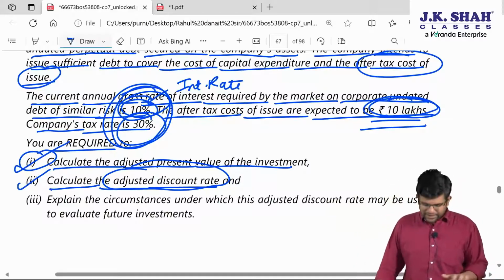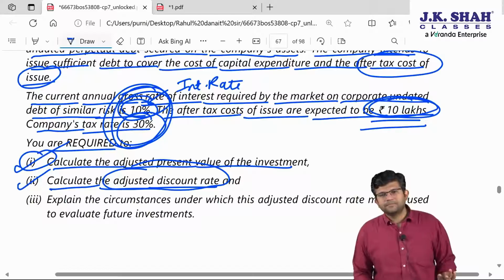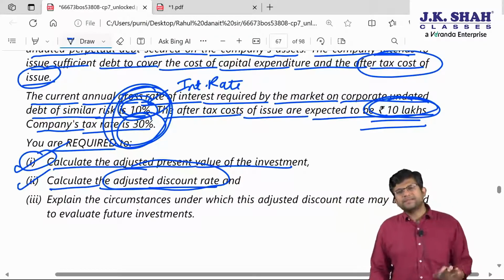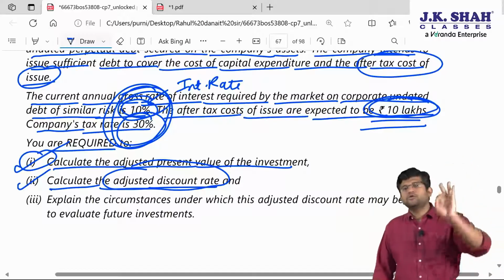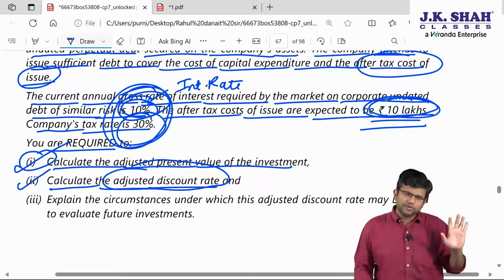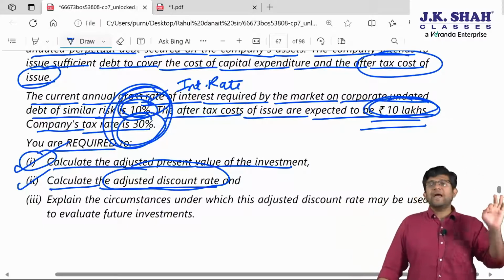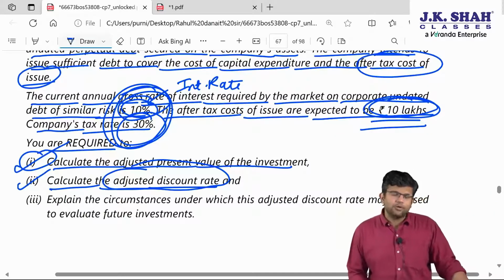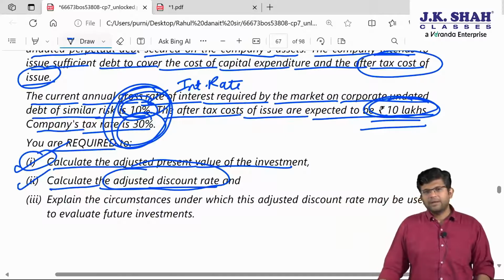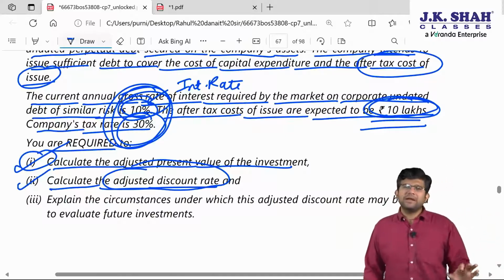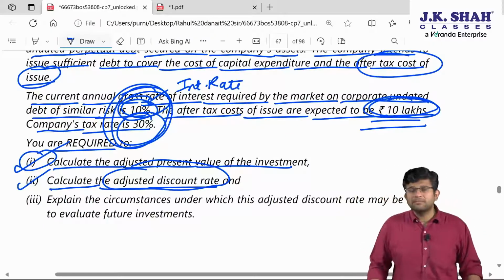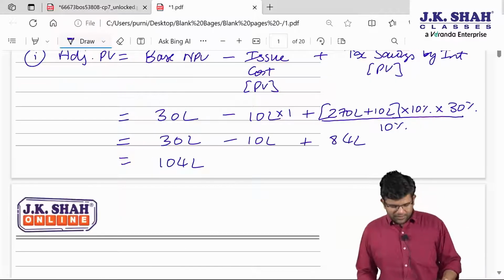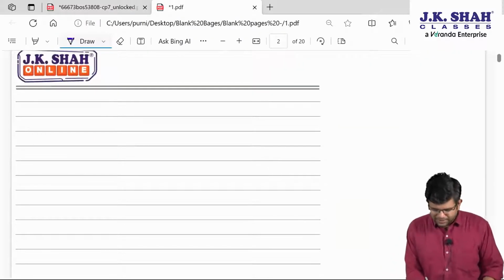So I'll tell you what adjusted discounting rate is. Students, adjusted discounting rate is basically at what rate you should be earning cash inflows so that adjusted present value becomes 0. Okay, I'll again repeat. Adjusted discounting rate is the rate at which you should be earning cash inflows so that adjusted present value becomes 0. So I'll write here point number 2.